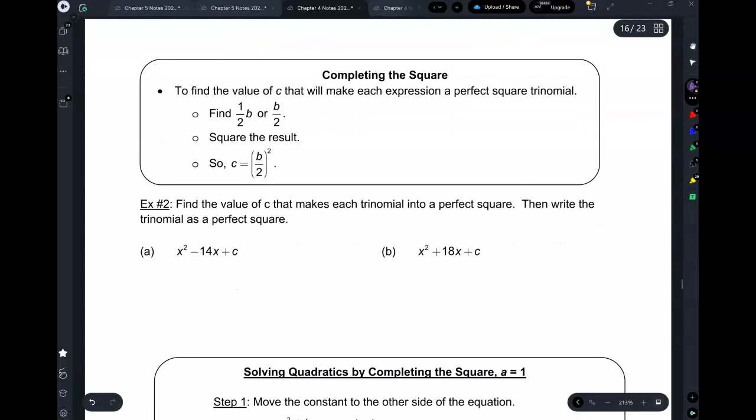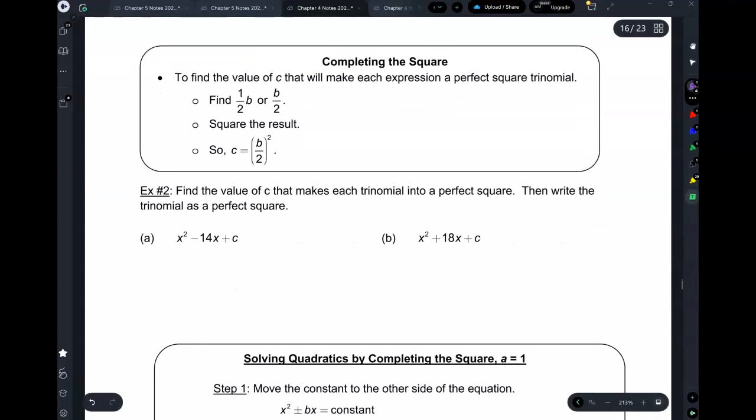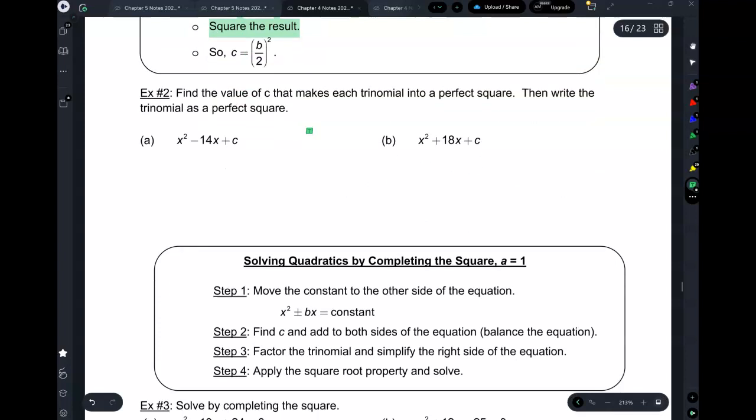All right. Okay, so what we have to do is called completing the square. Get it? Because it's not a perfect square, so you complete the square. What we need to do is find the value of c. How do you find the value of c? You find half of b, or b over 2. You square that, and that's your c. Okay, let's just do one.